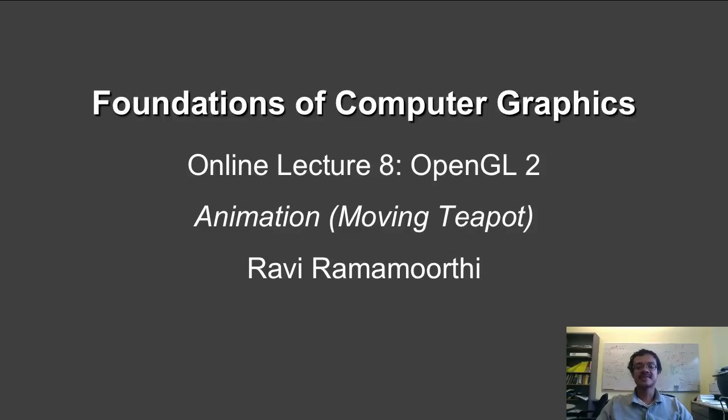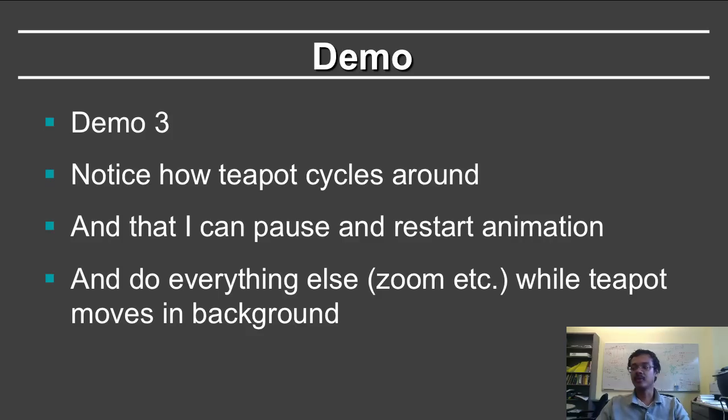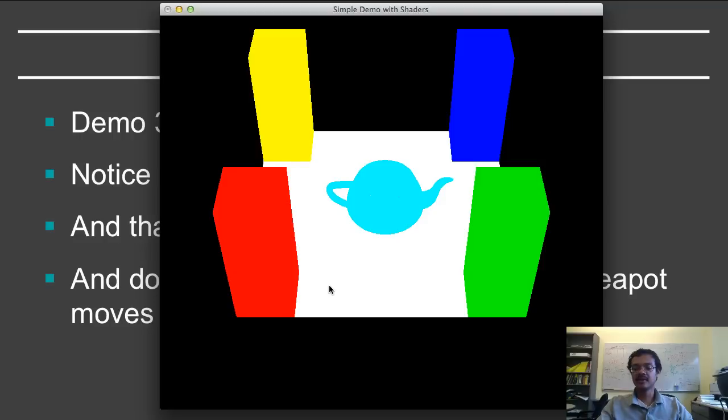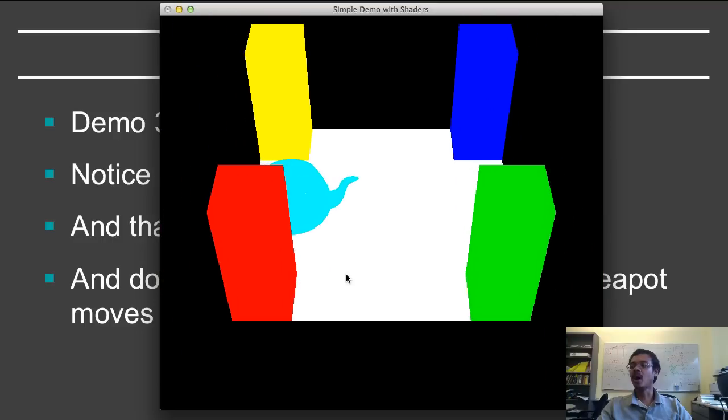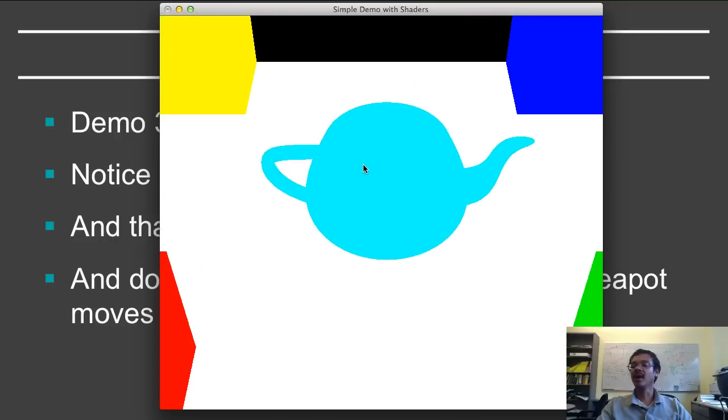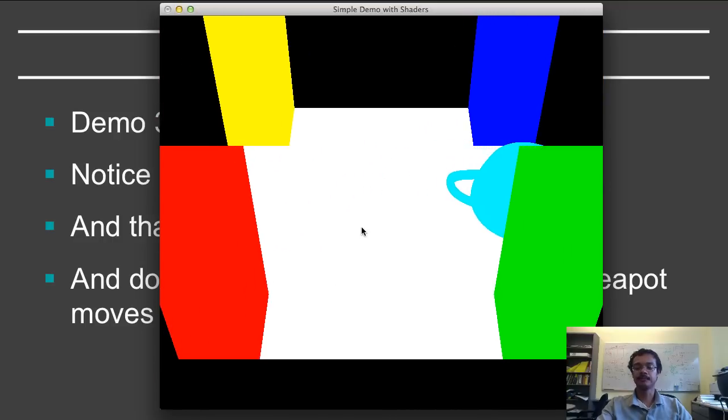We'll continue our discussion of various interesting aspects of OpenGL by considering animation and showing you how to move the teapot. Let's first go to our demo. And notice here that the teapot moves around. So I can start and I can stop the animation. I'm pressing the P key on my keyboard in order to start and stop the animation. And notice that I can move in, move out, zoom out while the animation is going on.